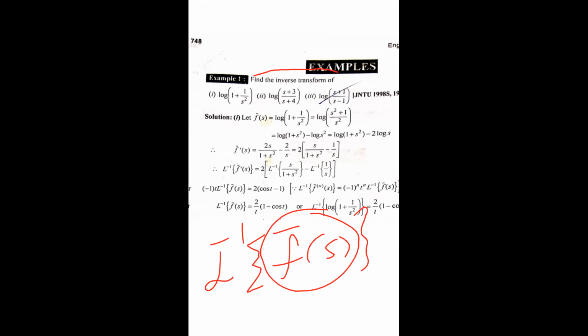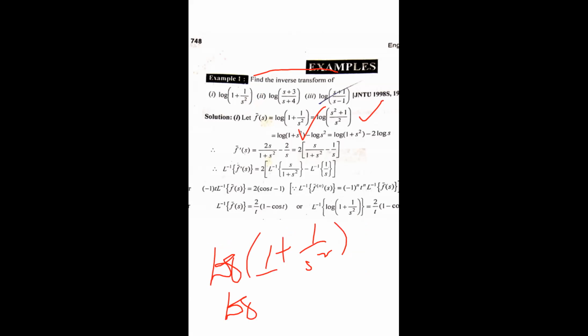Let us solve using the logarithm properties. So the given problem: find the inverse Laplace transform of log of 1 plus 1 by s square. Every time, the function inside L inverse we take as f bar of s. So the f bar of s value is log of 1 plus 1 by s square. Taking the LCM of the value inside the parenthesis, we get s square plus 1 by s square. It is also written as 1 plus s square.